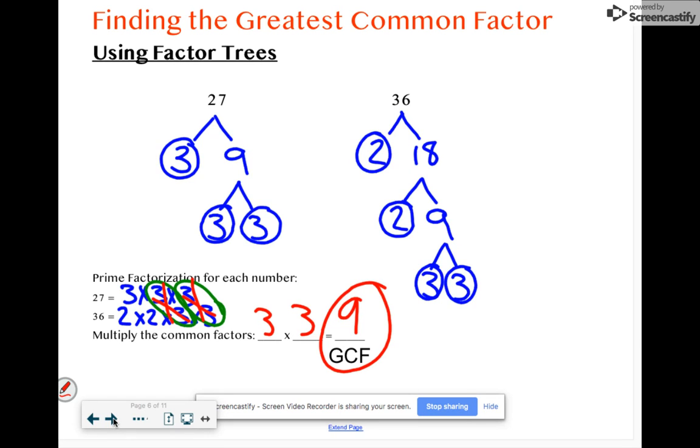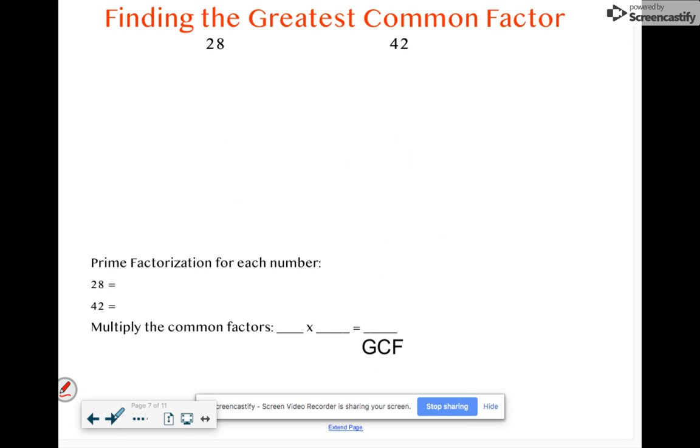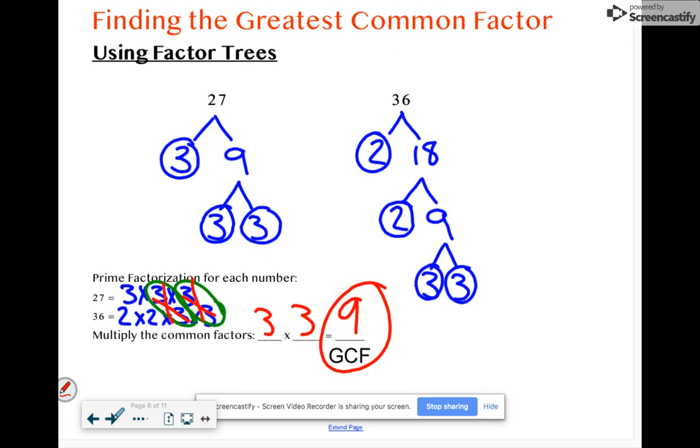Now, on this next example, you can give it a try. See if you can factor out the prime factorization and find the greatest common factor. You can always go back in the video and rewatch the example, or if you have it written down in your notebook, you can do that also.